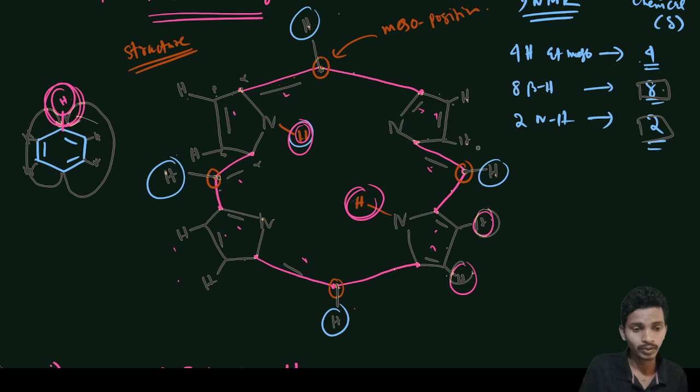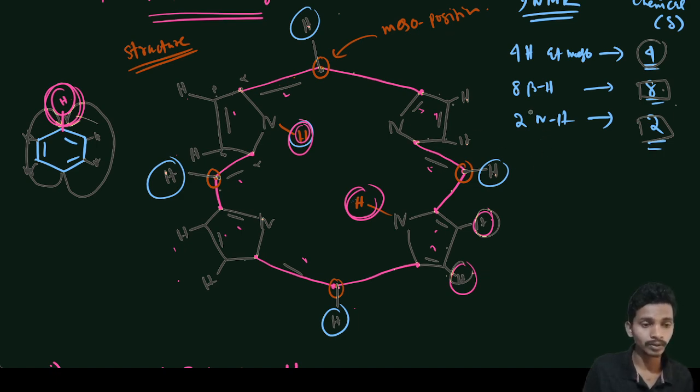Similarly, the meso positions are also near the inside, that's why they are also a little bit shielded, so their chemical shift value is also a little bit low. Okay, so for the 2 nitrogen hydrogen atoms we will get a chemical shift value at 2, and for the 8 beta hydrogen atoms we will get the chemical shift value at 8. So these are the NMR characterizations.